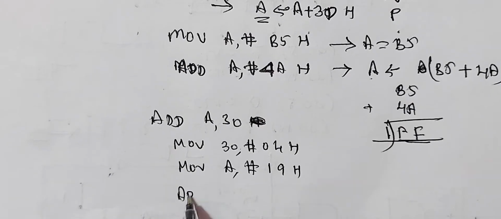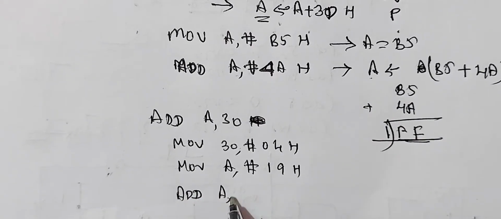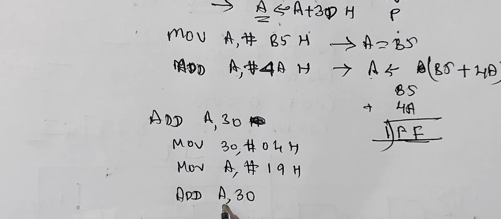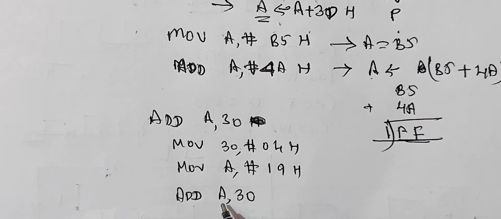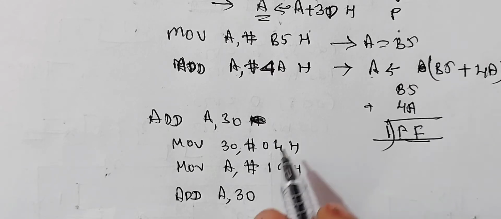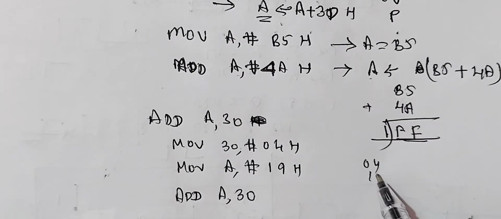Then you can write ADD A, 30. Here the destination must be A. You cannot write ADD 30, A. You have to write ADD A, 30 only, because the destination must be A only. This instruction makes whatever content is present in RAM location 30, that is 4, added with the content present in A, that is 19, and the result is stored in A only. Therefore, add these two numbers, 04 and 19.